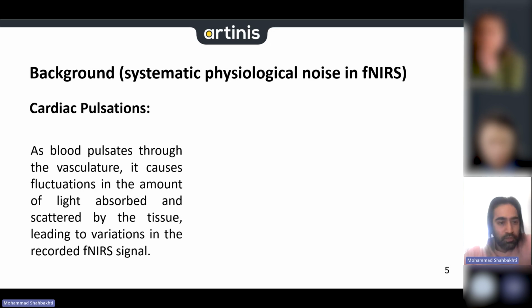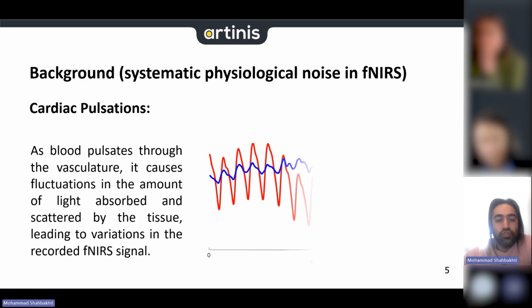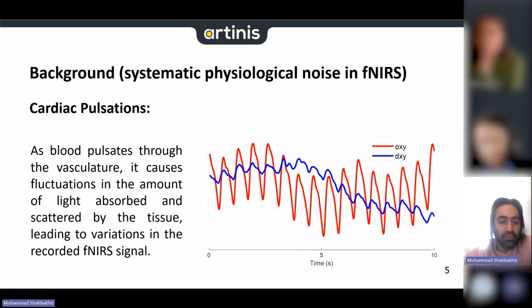The first one is cardiac pulsation. As blood pulsates through the vasculature, it causes fluctuations in the amount of light that is absorbed or scattered by the tissue, which leads to this variation in fNIRS data. As you can see, here are the oxygenated and deoxygenated signals. In both signals we have periodic cycles, where in oxygenated it is quite a bit stronger compared to deoxygenated. Each cycle here stands for one cardiac cycle. Cardiac pulsation is the strongest physiological noise we have in fNIRS.